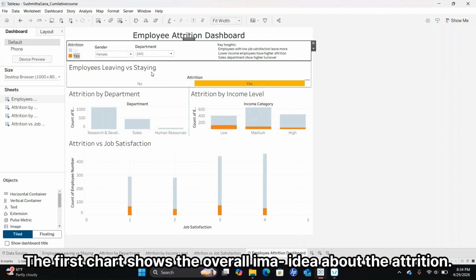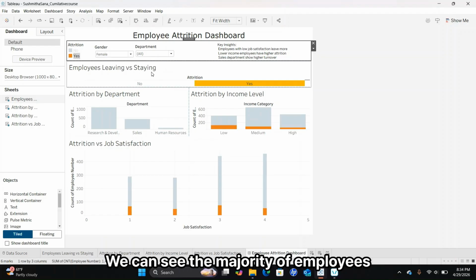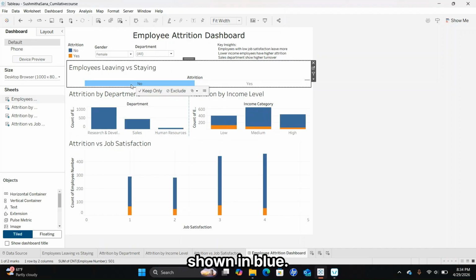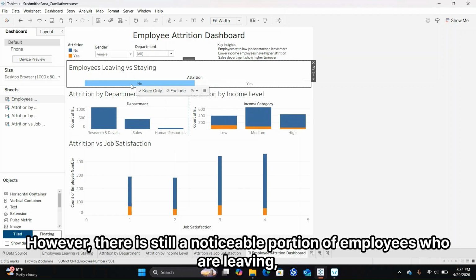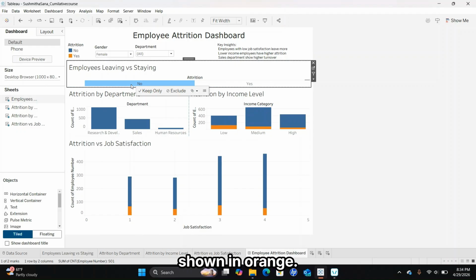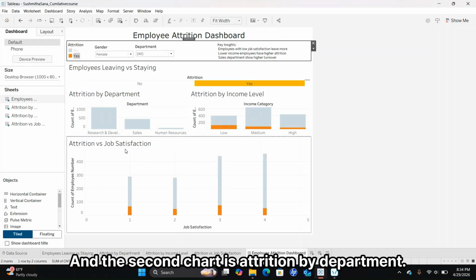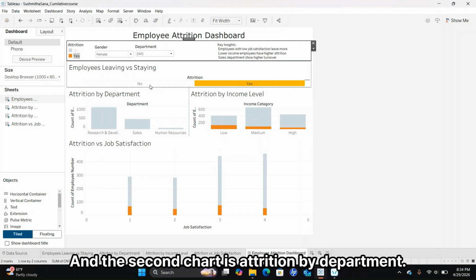The first chart shows the overall idea about the attrition. We can see the majority of employees are staying with the company, shown in blue. However, there is still a noticeable portion of employees who are leaving, shown in orange, representing employees who left.